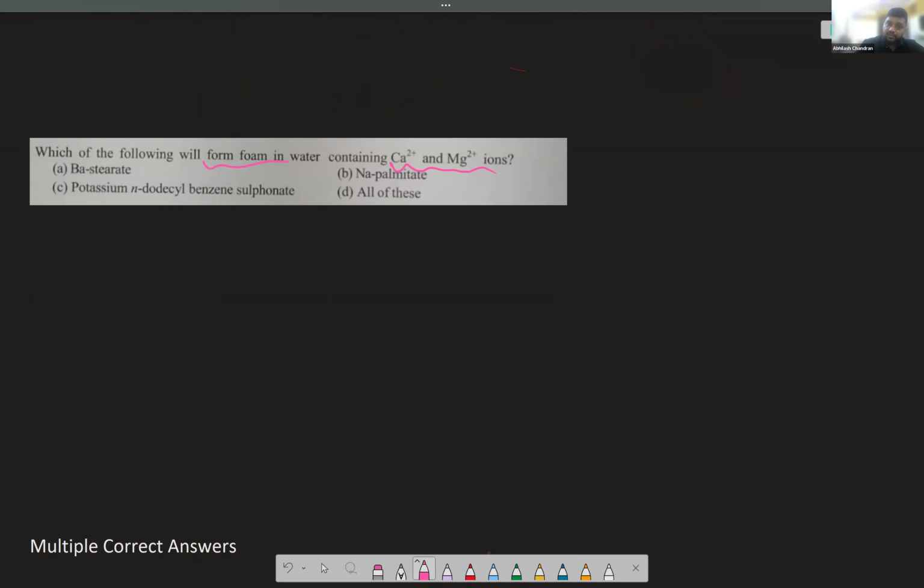So when you're looking at soaps, we know that soaps are going to create scum, right? Basically the calcium and magnesium salts of these soap fatty acids would be the scum, which prevents it from being a surfactant. It prevents it from behaving like something that can form foam, and bubbles and all will not be created. So as far as sodium palmitate or barium stearate are concerned, stearic acid and palmitic acid are both typical soap kind of substances. So both of these are not going to do it, both are just going to create scum.